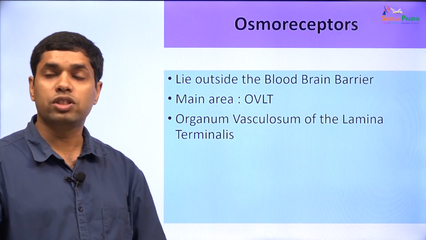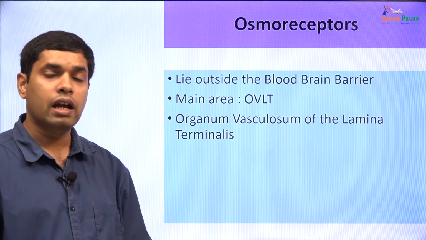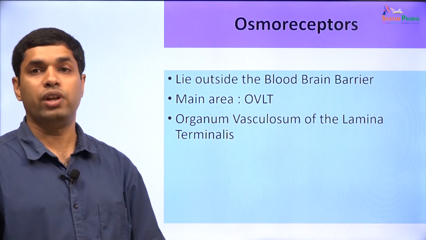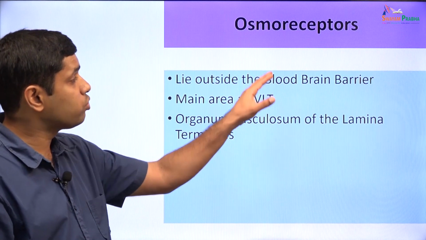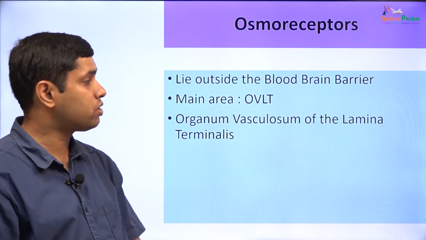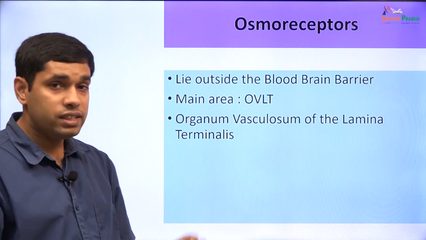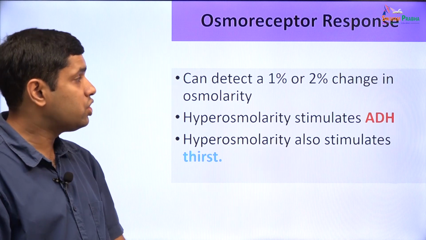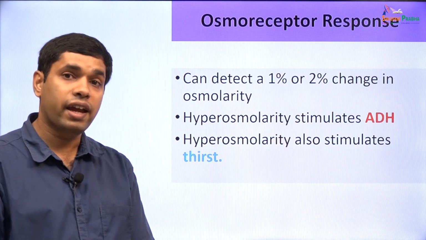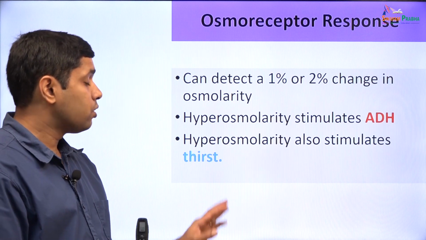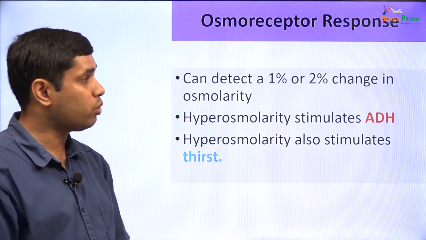Now, we said that the osmolarity of plasma is about 280 to 300 milliosmoles per liter. How does the body recognize what the osmolarity is? The body has certain osmoreceptors which recognize the osmolarity of the plasma, and these osmoreceptors are present in the OVLT, the organum vasculosum of the lamina terminalis, which is in the brain but outside the blood-brain barrier. This can recognize a 1 or 2% change in osmolarity. So when there is an increased osmolarity, it will stimulate the hormone ADH, or antidiuretic hormone, from the posterior pituitary, and hyperosmolarity will also stimulate thirst, so we feel like drinking water to bring down the osmolarity.